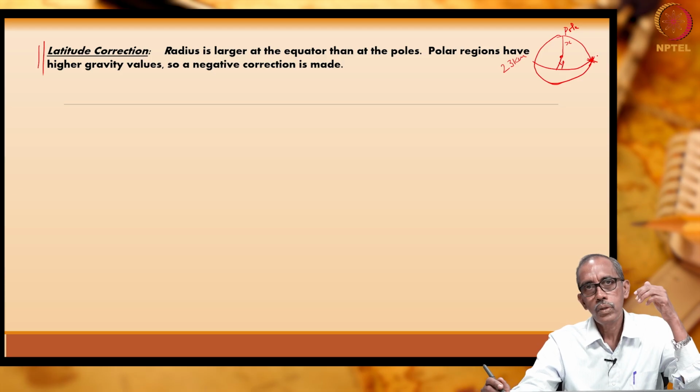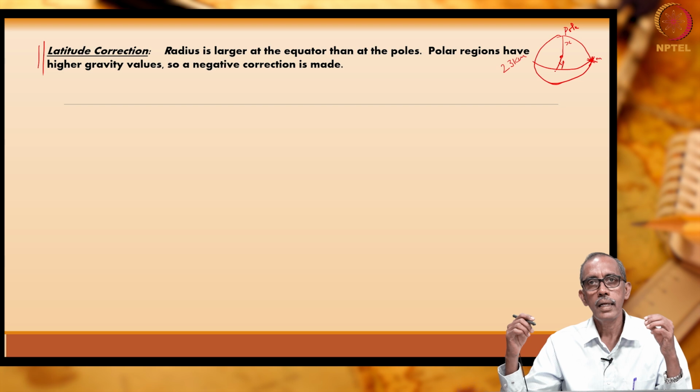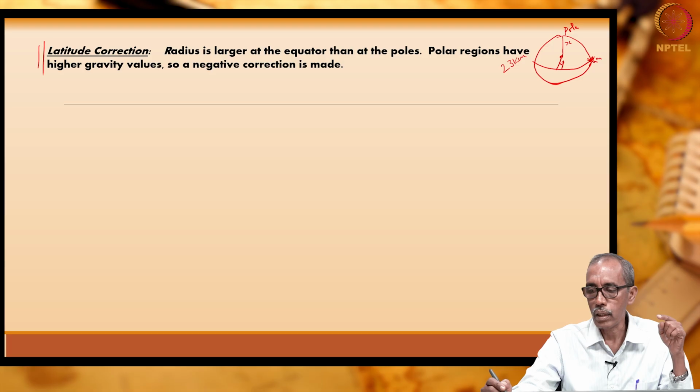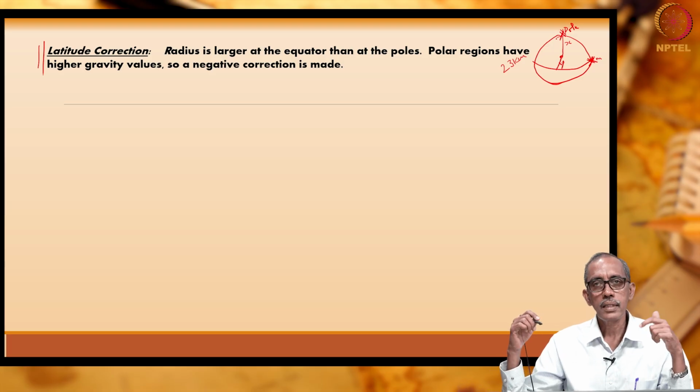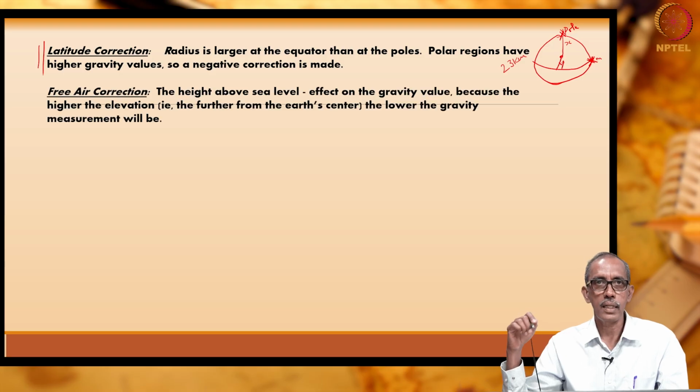Why? As per Newton's law, the force of attraction of the mass which is kept here by the mass of the earth is related to the distance between them. Now, the distance is 23 kilometers more. If you keep the same mass here, it will experience higher gravity, isn't it? This difference has to be corrected. That is what is known as latitude correction.